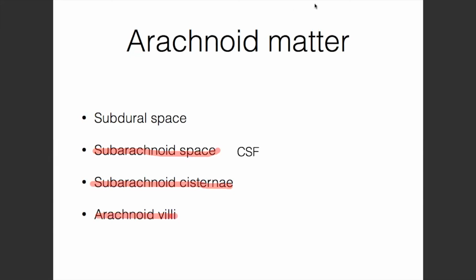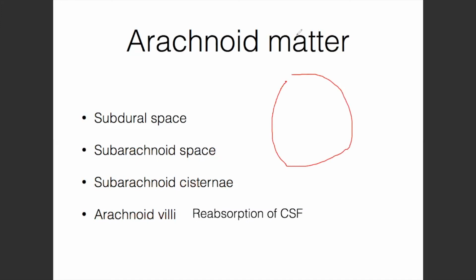Also very important are the arachnoid villi, whose function is reabsorption of CSF. يعني CSF it's a cycle. It gets synthesized somewhere, it circulates, and it gets reabsorbed somewhere. So the area where the CSF is reabsorbed is the arachnoid villi. تمام.